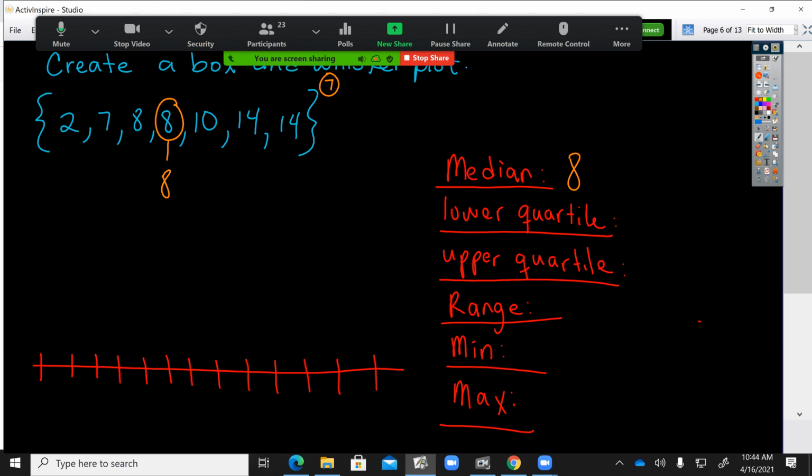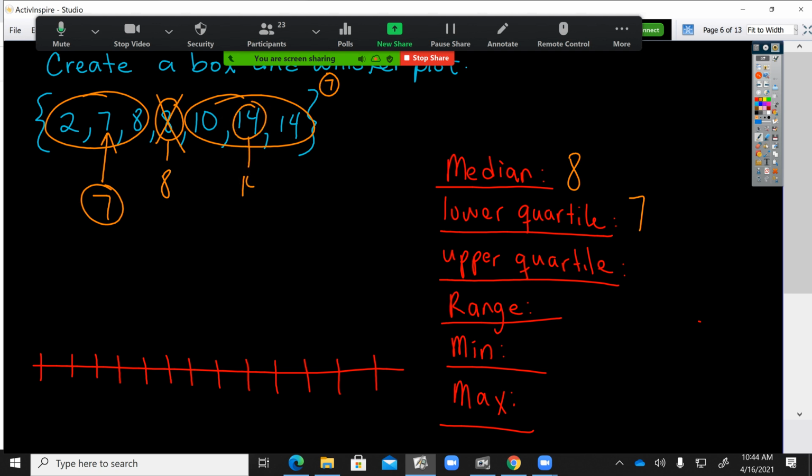Now, since 8 is my median, you cannot include it on the left side and you cannot include it on the right side. So when I say what's the middle of the left side, of the lower side, you're looking at these 3 numbers only. What's the middle of the lower side? 7. So the lower quartile is 7. Now the middle of the right side is 14. So my upper quartile is 14.